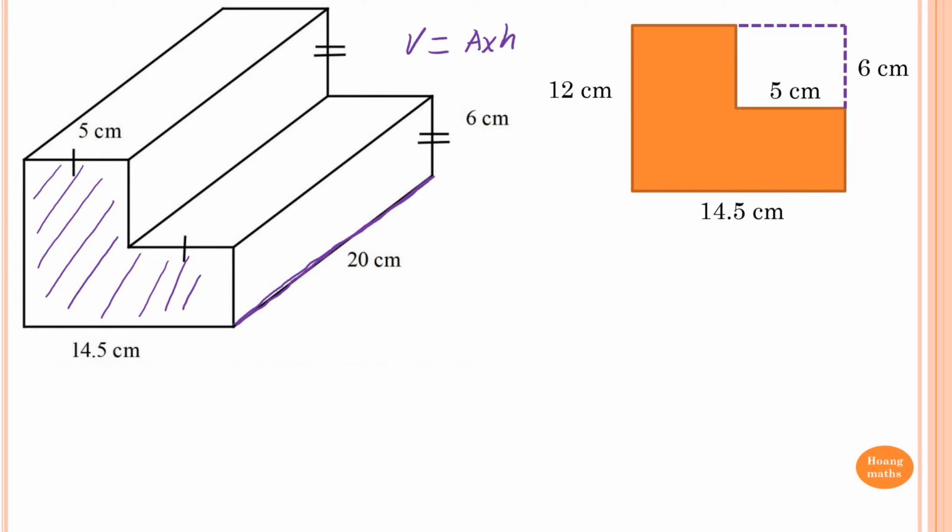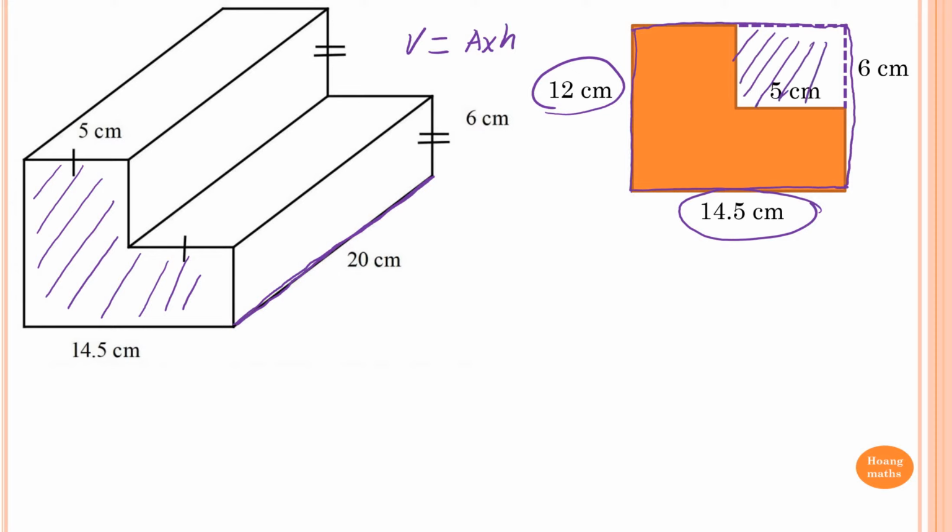To find the shaded area, the best way to do this is we find the area of the whole rectangle, which is 12 times 14.5. Then we need to minus this area here, which is 5 times 6, because 5 is given on here and 6 is this length here, which is 6 centimeters. So the area of this small rectangle is 6 times 5, the larger one is 12 times 14.5.